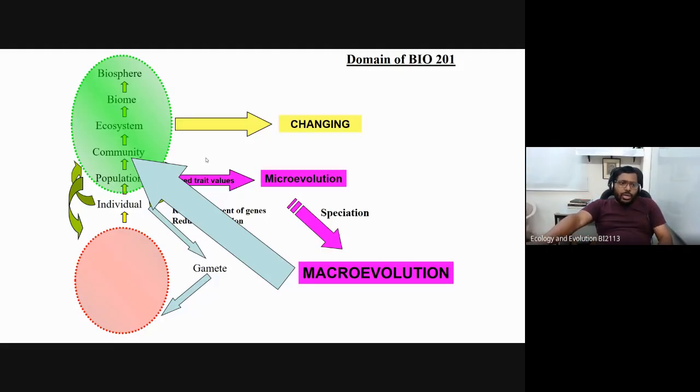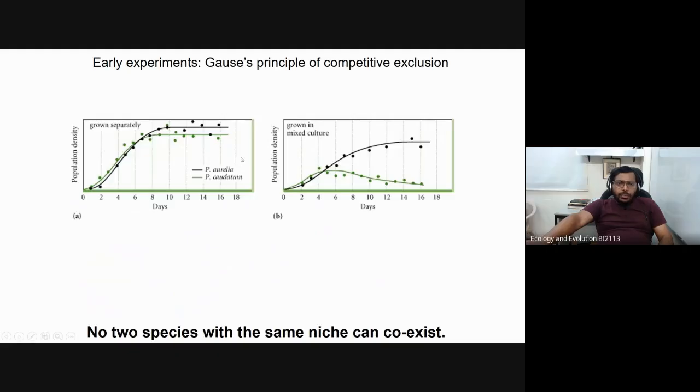Now, people have been working on competition for quite some time, the last 130 years or so. Some of the earliest experiments on this were due to A.G. Tansley, who was working on grasses, and the Russian microbiologist G.F. Gause. We'll come back to Gause's work again and again in different contexts. What I'm presenting here is Gause's work on competition, and he was working with paramecium.